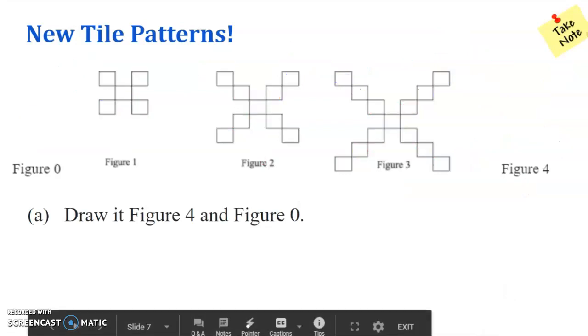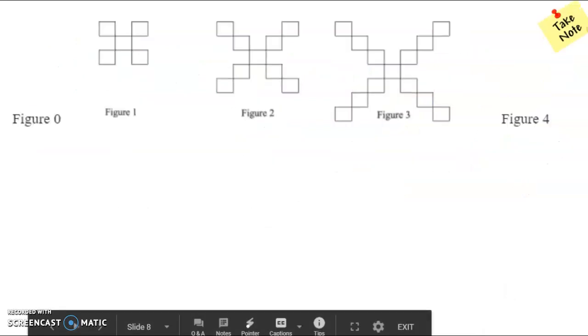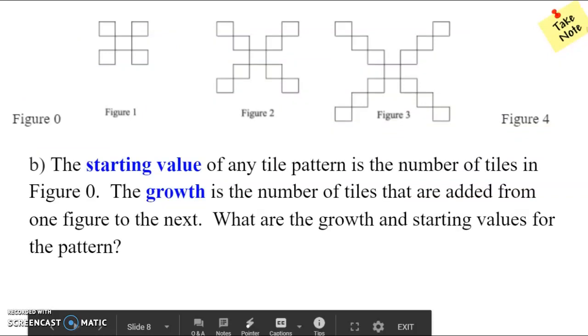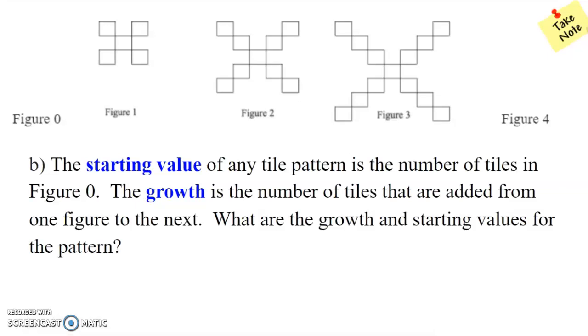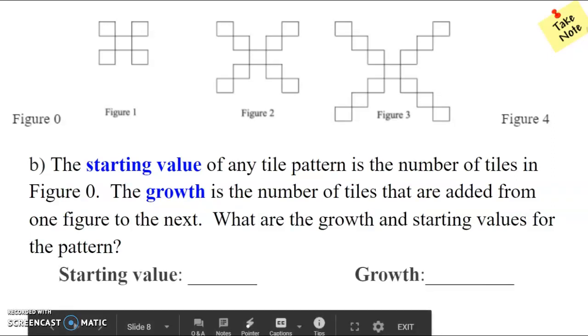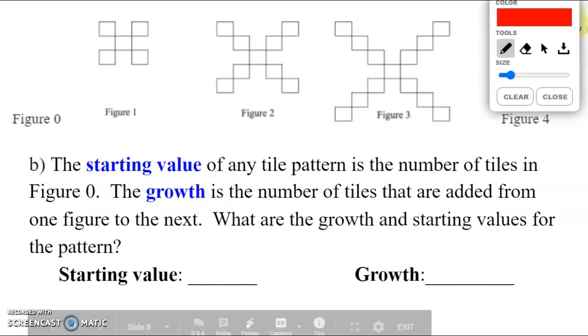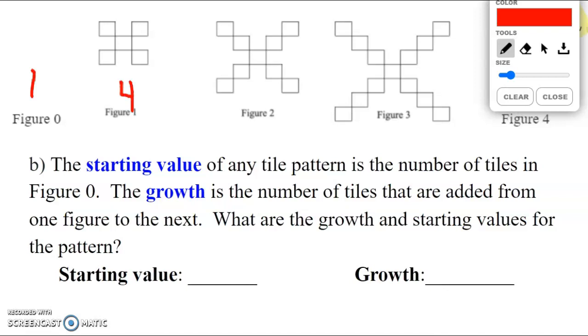Okay. All right, then what we are asked to do now is: the starting value of the tile pattern is the number of tiles in figure 0, and the growth is the number of tiles that are added from one figure to the next. So if that is the case, what is the starting value? What is the growth? We said that there were one tile, 4, 7, 11 and 15. Is my math right?